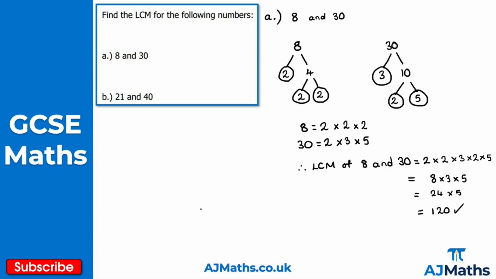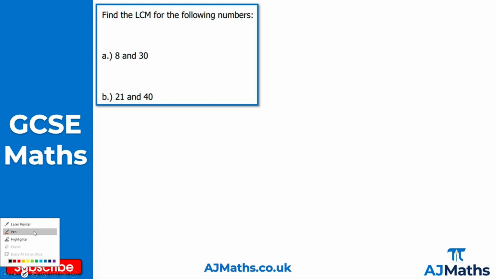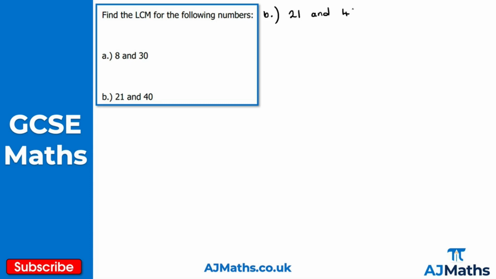And what I'm going to do here, I'm just going to clear the screen, just so I've got enough room to do B as well. So moving on to B now, where we've got 21 and 40. So again, just using method 2 here for prime factors.